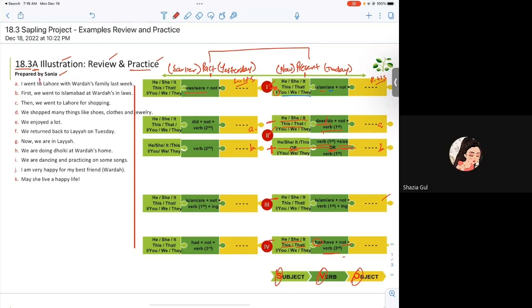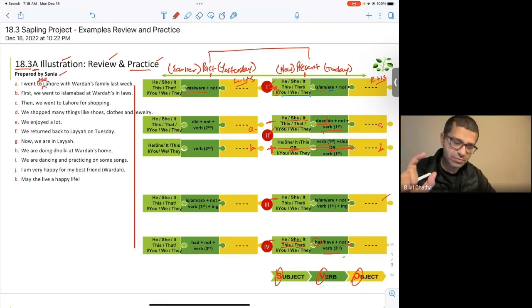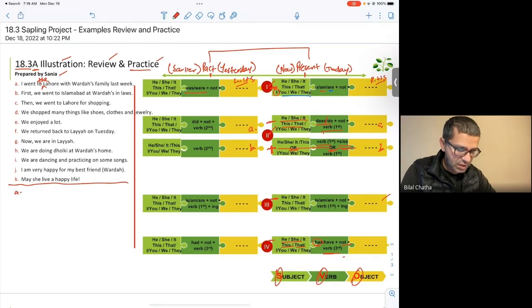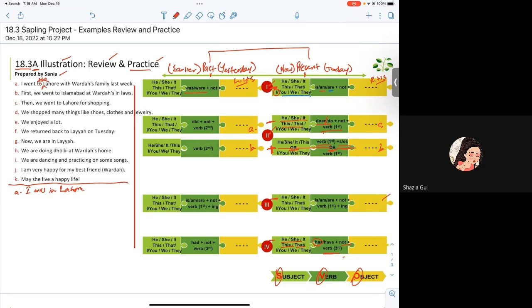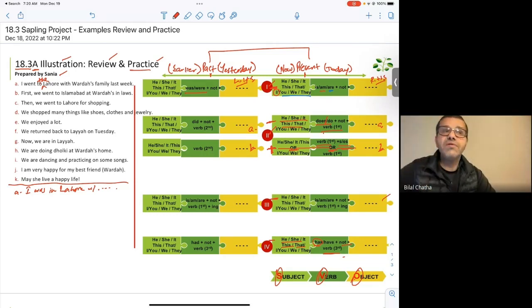Sir, I was in Lahore. Okay, no. We are going to just fix the grammar first. Let me take your sentence, Shazia. We're going to redo the sentences with different words. I was in Lahore with Varda's family last week. Very good. But first we want to make sure if there's anything wrong in these sentences, we correct that.